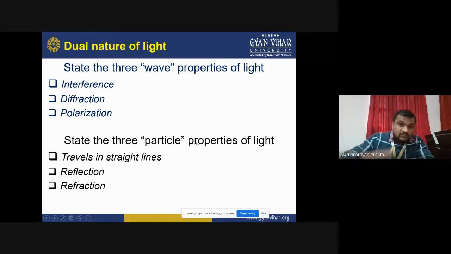So in remote sensing, we use the wave characteristics of light as well as the particle characteristics of light. When we talk about microwave remote sensing, it is very much dependent on the polarization of light, which is described on the basis of the wave property of light. At the same time, optical remote sensing, or the reflected remote sensing process, is based on the particle properties of light. So the dual nature of light is very important to study electromagnetic radiation.